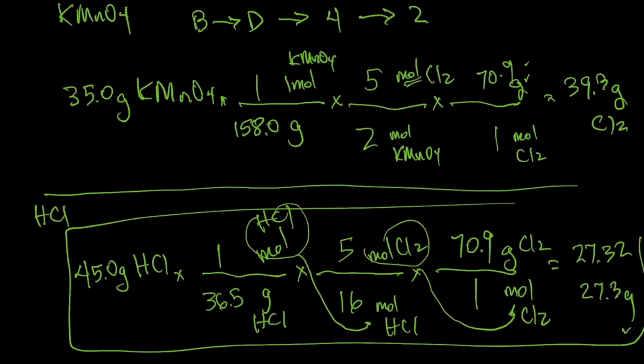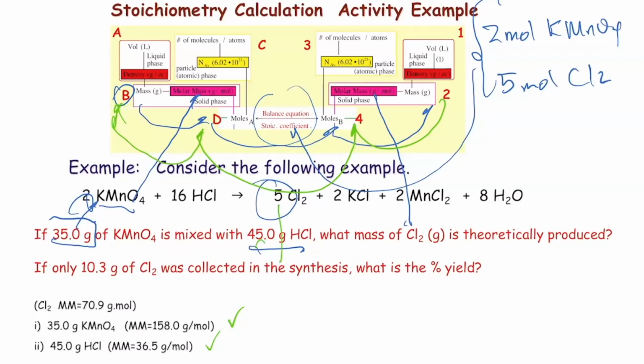Excuse me, Professor. Yes. Where is 5 from? 5? Yeah. Right here. Let me take a screenshot of this so that I don't lose it. Right here. Oh, okay. It's the balanced equation. Mm-hmm. That's the only time you use it. Does that make sense? Yes, thank you. For the first one, it's 2 to 5. For the second one, it's 16 to 5.